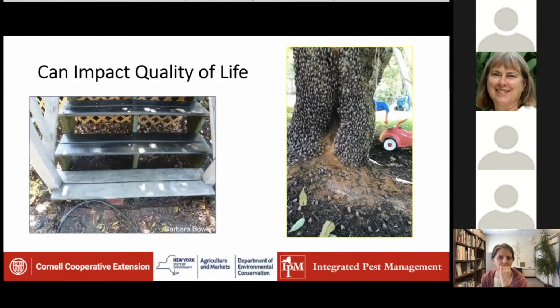Take a look at that tree on the right there, just covered with adult spotted lanternflies, and they're removing sap, giving out honeydew, which then, when it lands on the surfaces below, will create a sticky substance. Eventually a fungus will grow on that, giving the sooty mold appearance. And that bottom step there was cleaned, and the upper two steps have the honeydew and sooty mold on it.